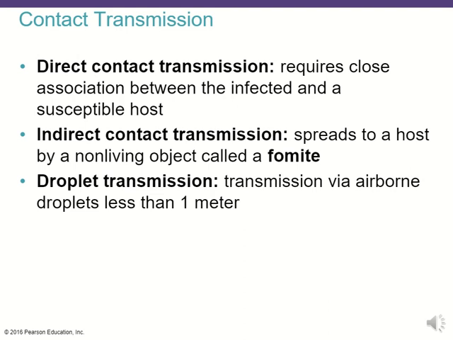Types of contact transmission include direct contact transmission, which requires close association between the infected and a susceptible host. There is indirect contact, where the spread occurs to a host by a non-living object called a fomite. And then droplet transmission, where transmission is via airborne droplets within less than a meter of the initial release.